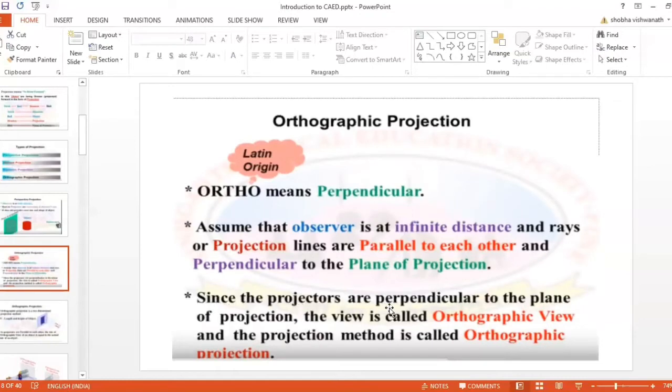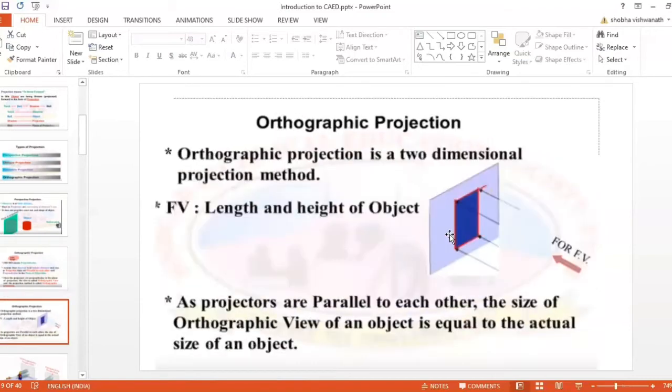Since projectors are perpendicular to the plane of projection, the view that you are going to get is called an orthographic view. And the projection method you're going to use is called orthographic projection. Ortho means perpendicular to the plane of projection. Now see an example. I told you it will be a two-dimensional projection method.